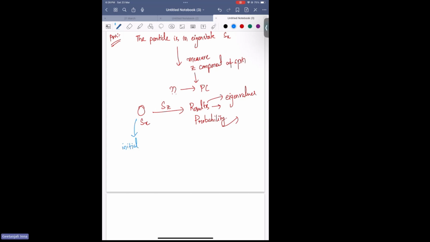Now the possible results. They are asking about the possible results when you measure the Z component. The possible results will be equal to the eigenvalues of the operator that is acting on it.